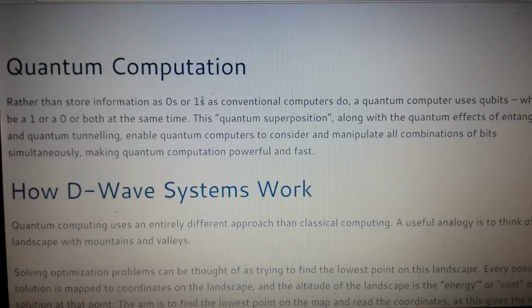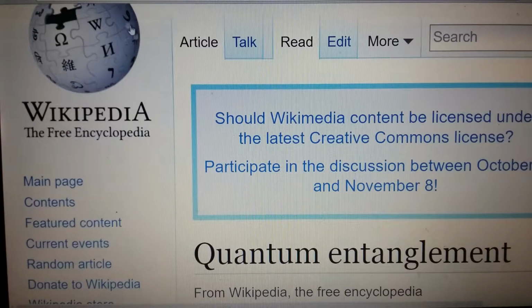Okay, so quantum effects of entanglement and quantum tunneling enable quantum computers to consider and manipulate all combinations of bits simultaneously. Okay, so let's see what quantum entanglement is.